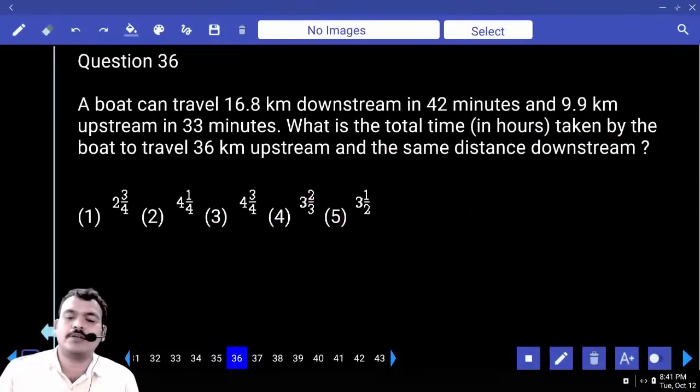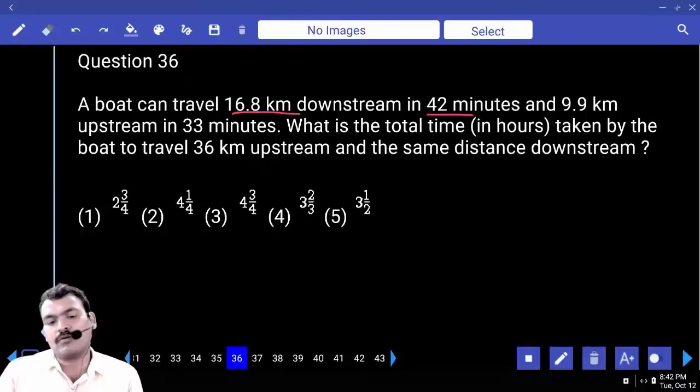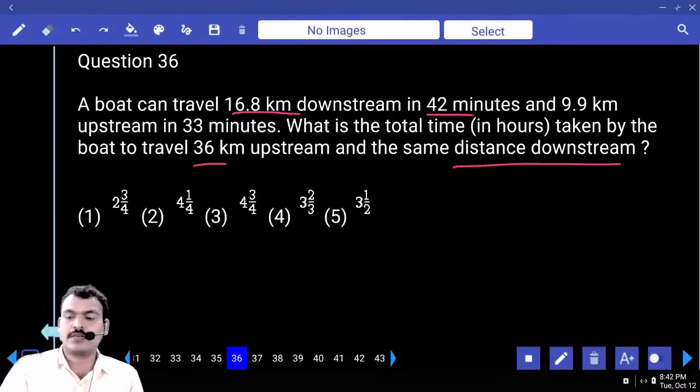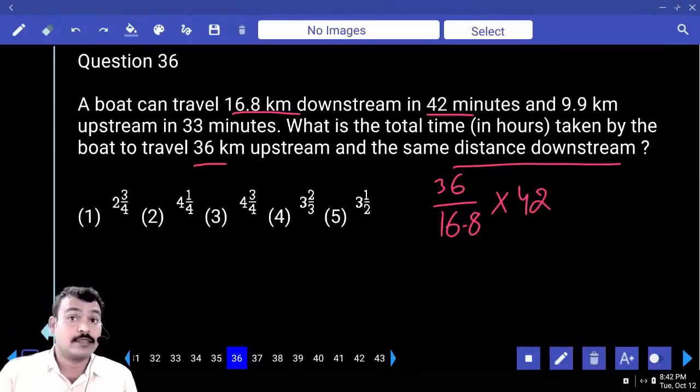A boat can travel 16.8 kilometers downstream in 42 minutes, and 9.9 kilometers upstream in 33 minutes. What is the total time taken by the boat to travel 36 kilometers upstream and the same distance downstream? In the first case, 16.8 kilometers downstream takes 42 minutes. In the second case, we require the time for 36 kilometers.